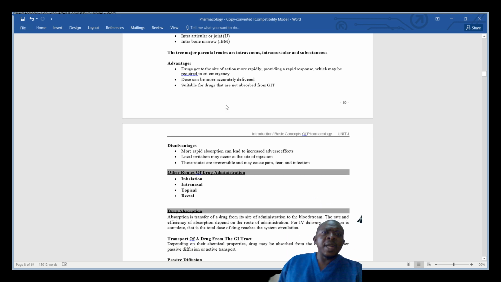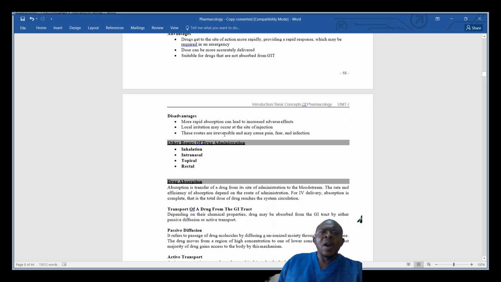Now, what would be the disadvantages of giving drugs parenterally? The disadvantages include that more rapid absorption can lead to increased adverse effects.